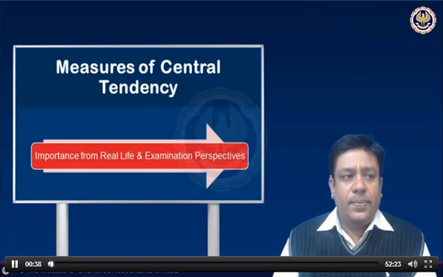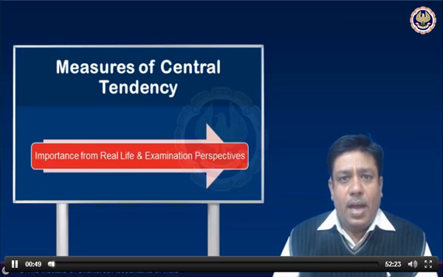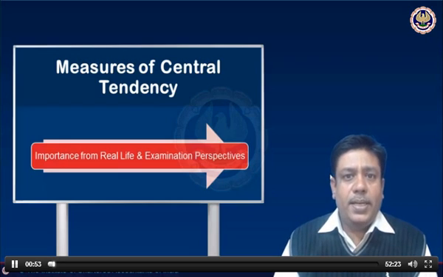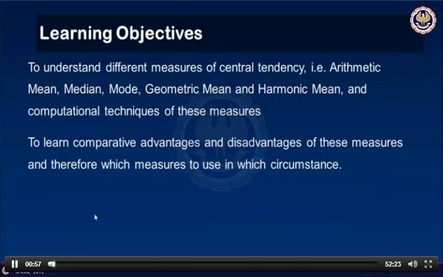In this session, we are going to discuss the importance of this topic from real life and examination perspectives. An average of 3 to 4 marks in the CPT Section D Quantitative Aptitude will be covered. Friends, now we are going to discuss the topic measures of central tendency.